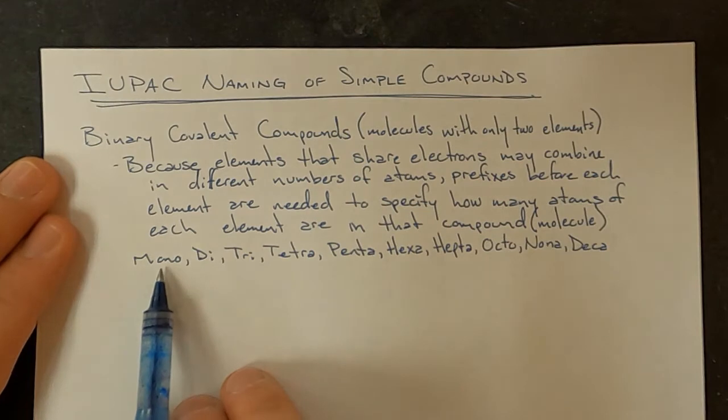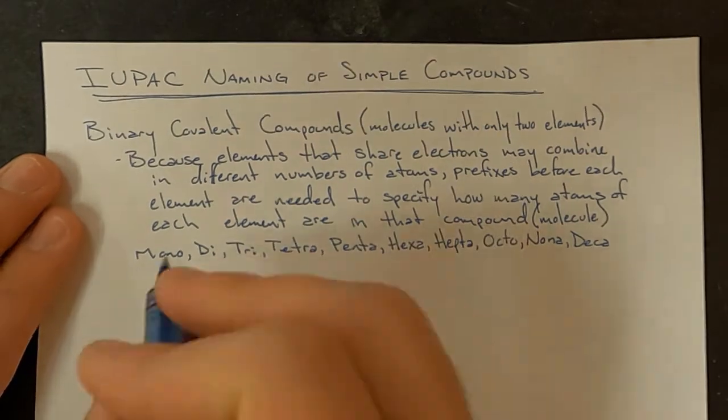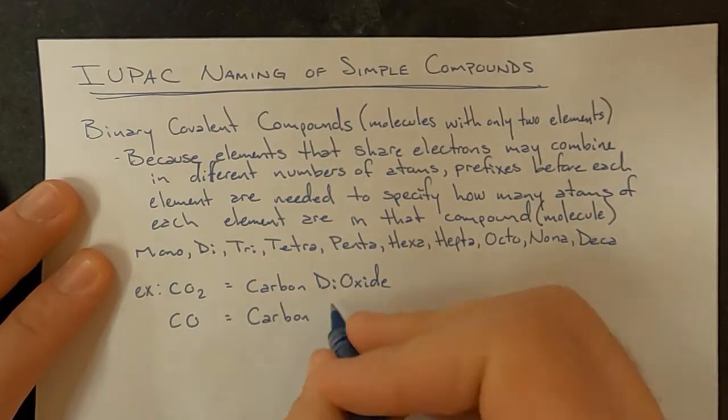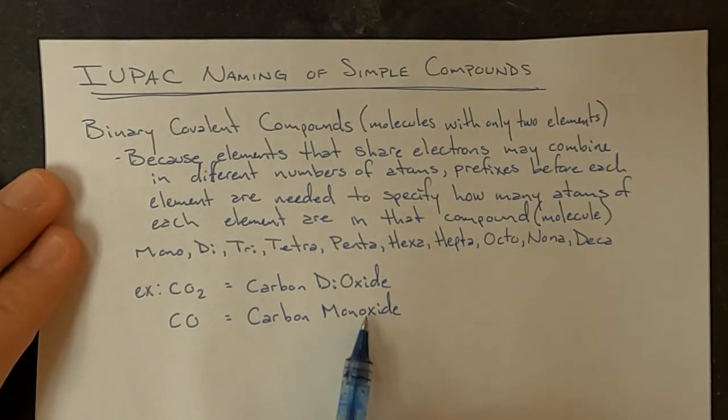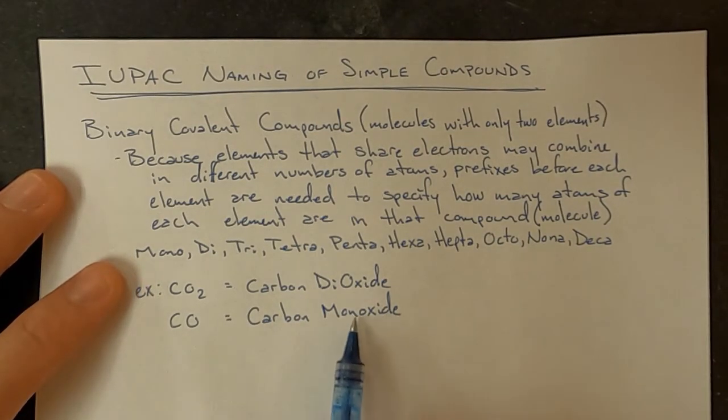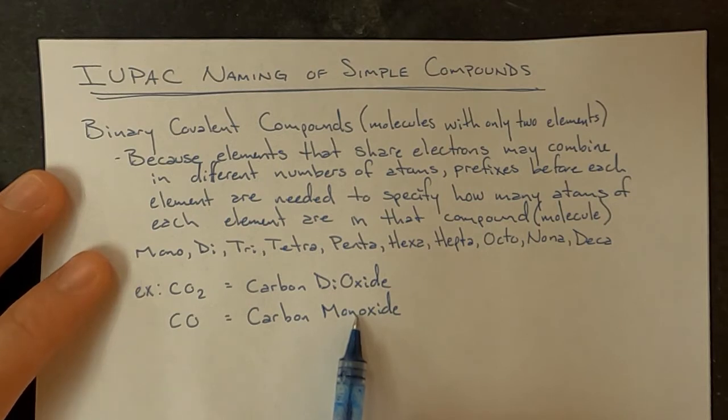So you use the prefix mono to indicate that there's one atom of that element, except if it's the first element in the formula, you would not include the mono. And whenever it's oxide for the second element, you would drop the O on mono or the A in penta or tetra. Notice too that the second element has the beginning of its name, but then it ends in IDE.